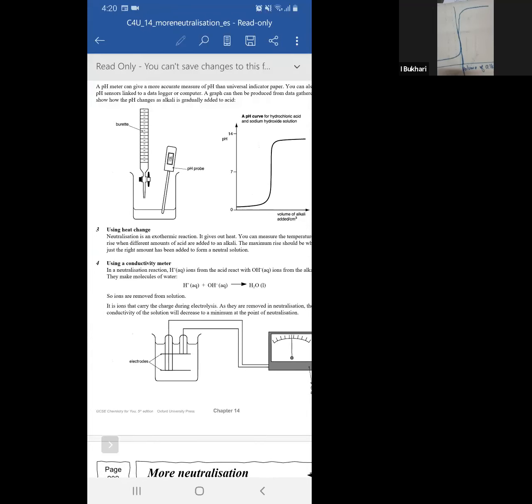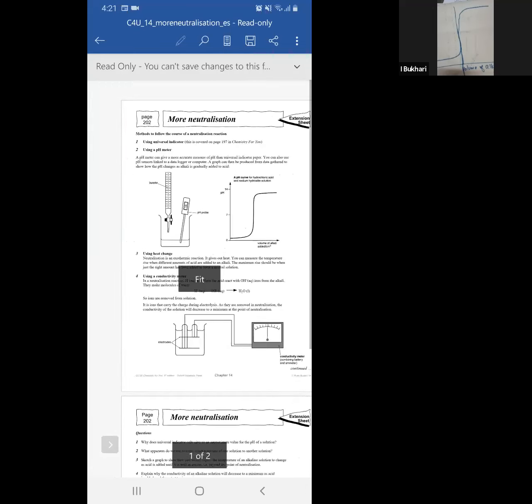Did you understand? So I will repeat this. How do we use heat change to follow a neutralization reaction? Because the heat given out in a neutralization reaction is greater than heat taken in, we measure the temperature with the help of a thermometer to find out when the neutralization reaction has completed. When the temperature is maximum, we know that all the molecules of acids have reacted with all the molecules of the alkali to release maximum heat, and therefore the maximum temperature, to form the neutral solution, right?